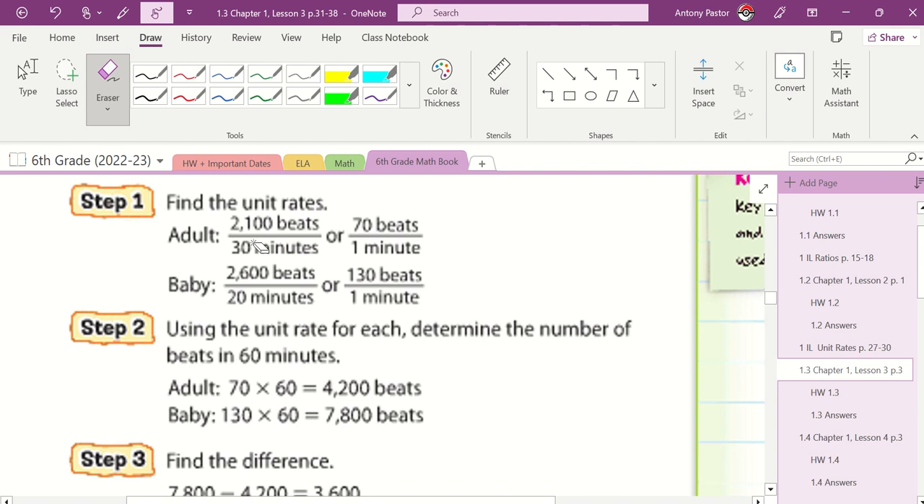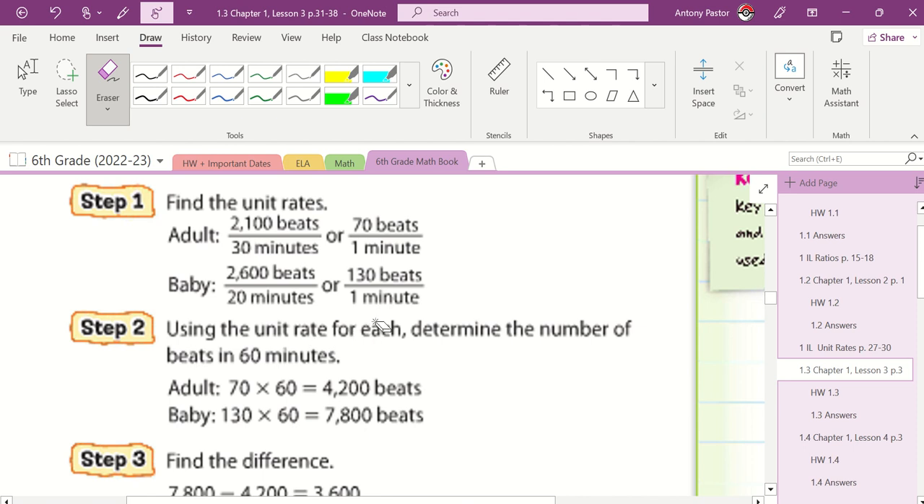Remember, dividing both of these by the denominator. 30 divided by 30 will give me 1. 2,100 divided by 30 gives me 70. 2,600 over 20. 20 divided by 20 gives me 1. 2,600 divided by 20 will give me 130.